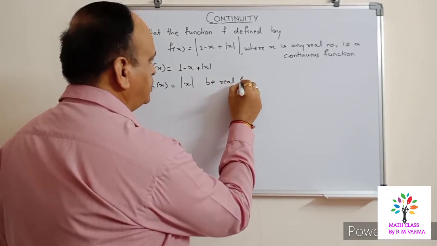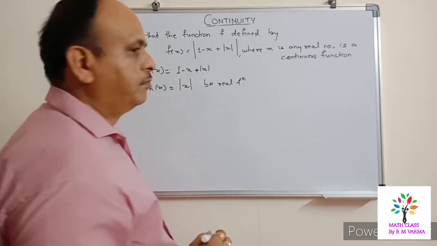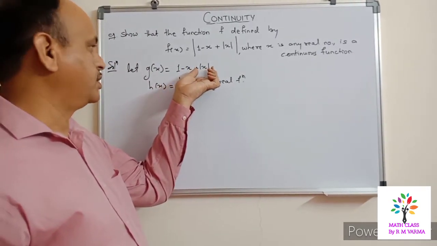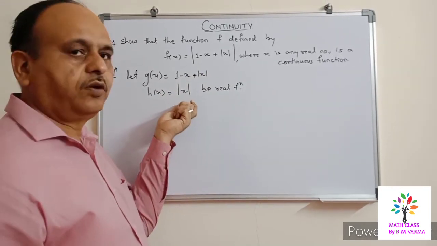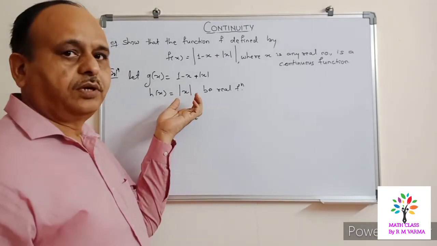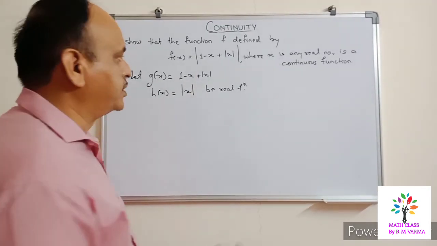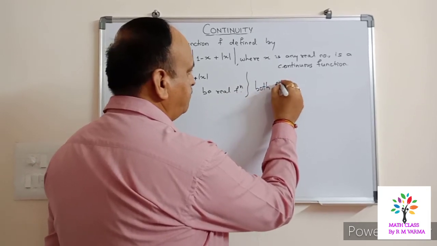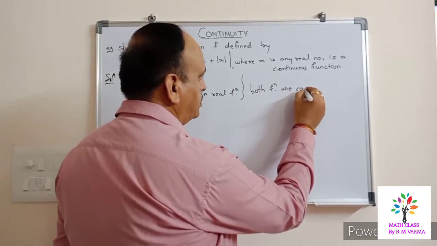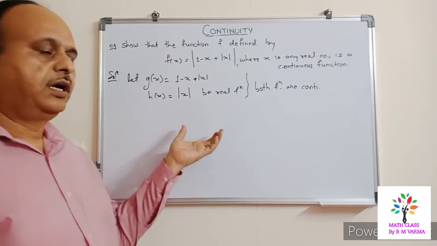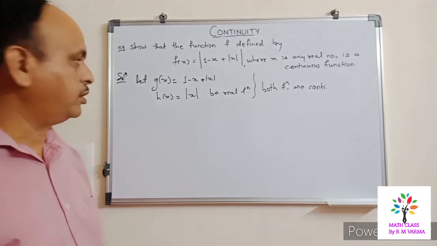Now for both the functions, the first is again a polynomial type function, so it is continuous, and this is a modulus function. We have proved earlier that mod functions are continuous. So it is a continuous function. So both are continuous. So we can say both functions are continuous. We have to do the composition of both the functions and check whether it is continuous or not.